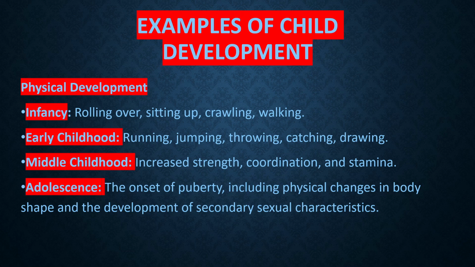So now let's see examples of child development. So physical development. How do we know that the child is developing physically? Infancy. So what is infancy? Infancy means when the child is very small. So rolling over, sitting up, crawling, walking. See, we all know that when the child is born, the child is not able to sit. The child will only lie down. Wherever you put the child, he or she will stay there only, stagnant, right?